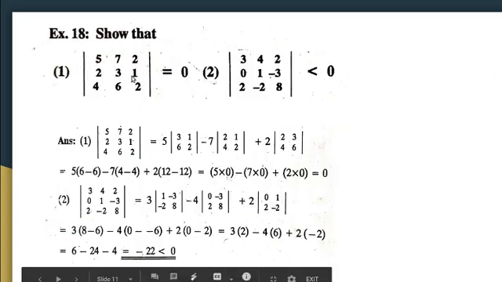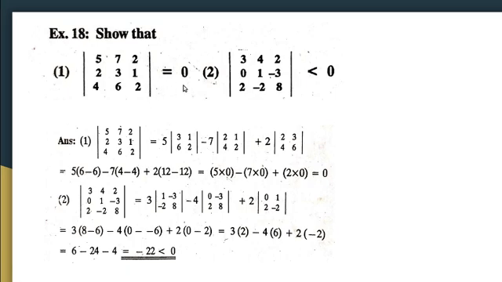Here we had 2 problems. First we had to find out that the determinant value of this determinant is 0, and for the second determinant we have to find out that the value of this determinant is less than 0. So let us consider the first determinant.